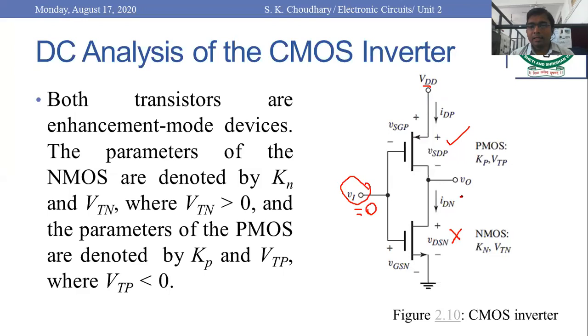But as IDN is equal to 0, IDP is also 0, because both are in series, with the same current in the same network. So in this condition, the voltage drop across source to drain of the PMOS is 0. So a relationship is established: VSDP is 0, and we know VSDP is VDD minus V0. So VDD minus V0 is also 0. That means V naught becomes VDD. This is the outcome of this condition.